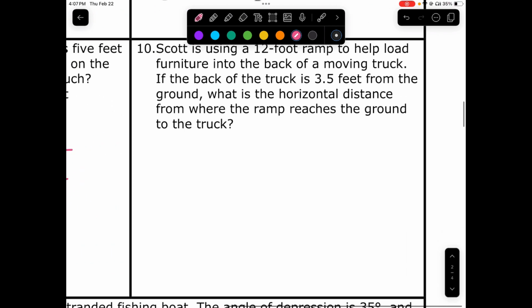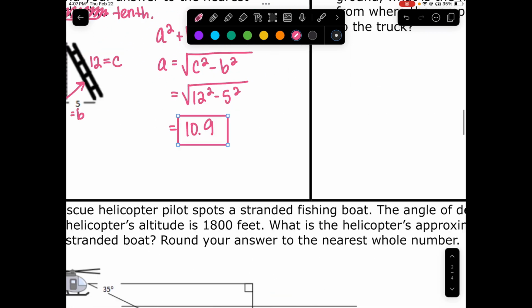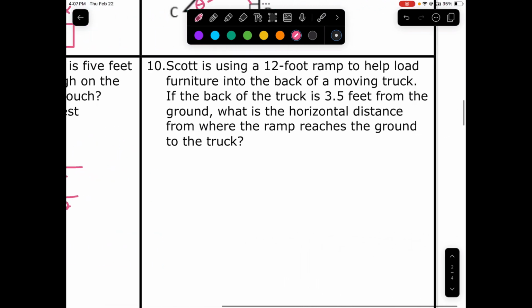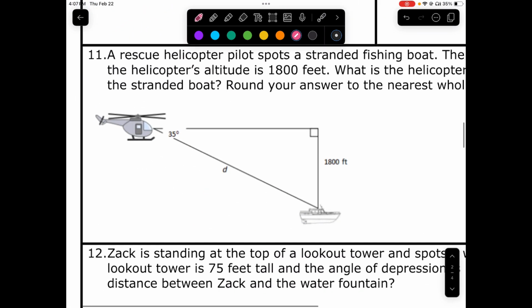All right, go ahead and try number 7. Let's say number 7, that was weird. Try number 10, and then let's go to number 11.